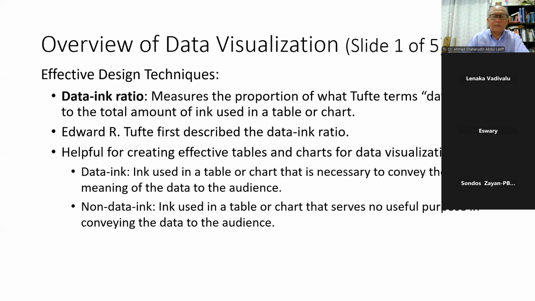Data ink is the ink used in the table that is necessary to convey the meaning of the data, and non-data ink is the ink that serves no purpose in conveying the data to the audience. It can be lines or borders and so on. Those are non-data ink. Data ink is the content in the cells of the chart or table, which conveys the meaning of the data to the audience.